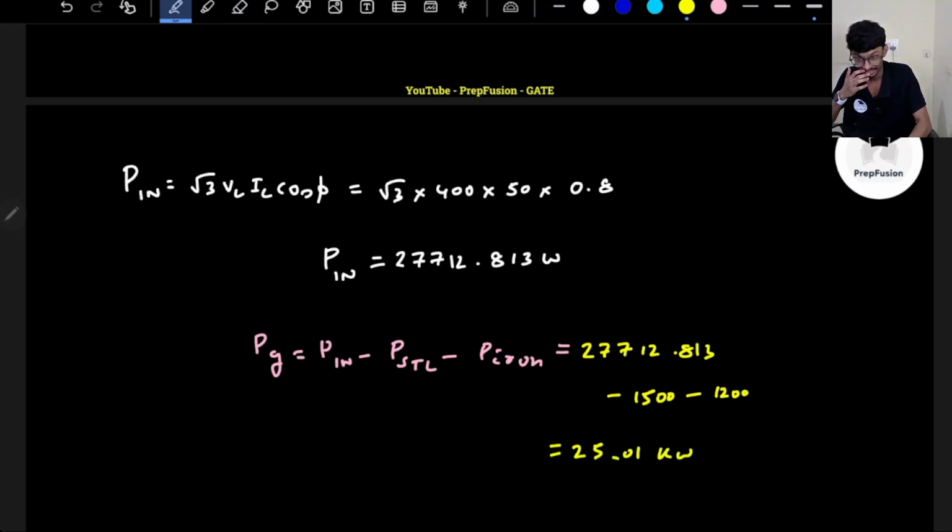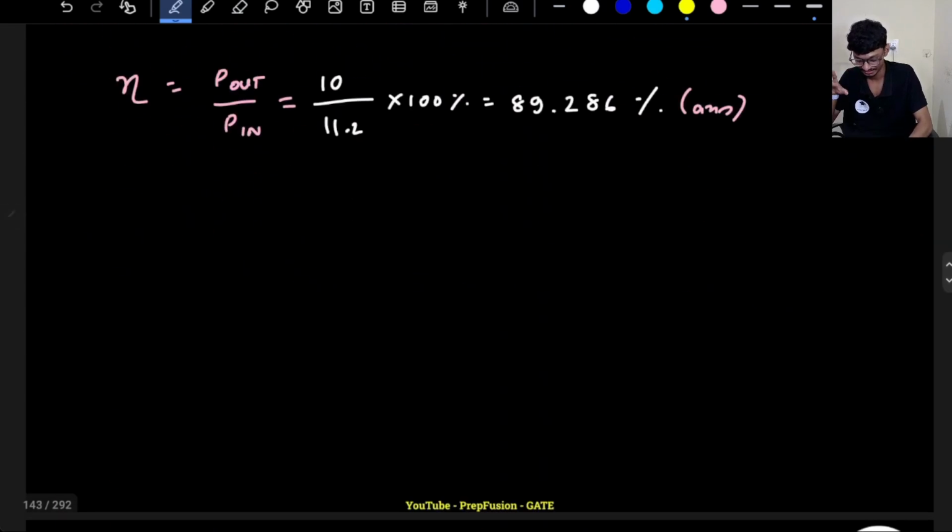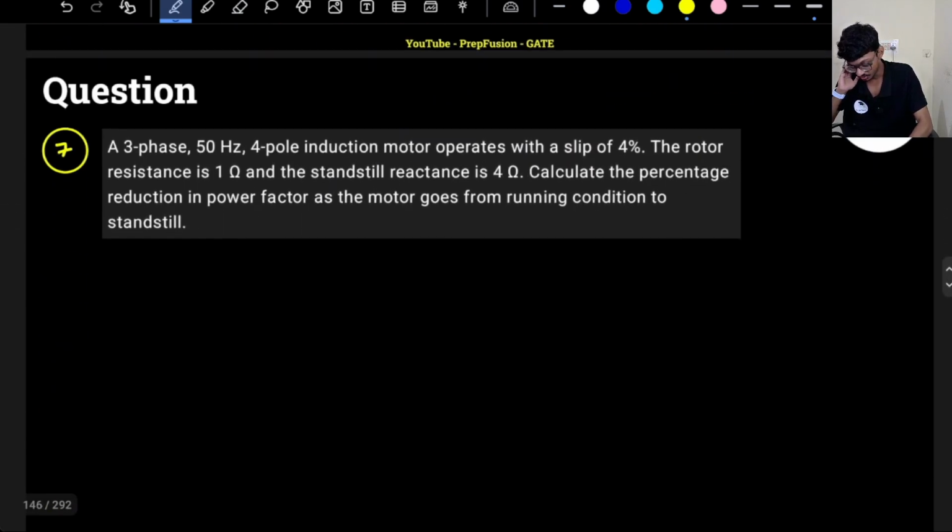That's how simple GATE questions are. Compared to the previous question, I hope this is much simpler for you. So let's now solve this one.